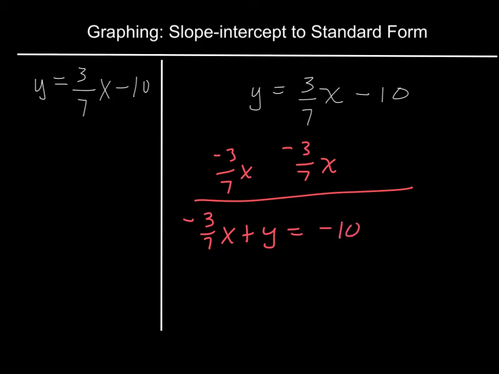Now the last thing that I want to do when I have it in standard form is I don't want to have any fractions in my standard form if I can avoid it. So that means that I need to get rid of this fraction right here. And we learned over the last couple of days how we get rid of fractions. If we want to get rid of a denominator, then we multiply by what we want to get rid of. So I want to get rid of that 7, so I'm going to multiply by 7.